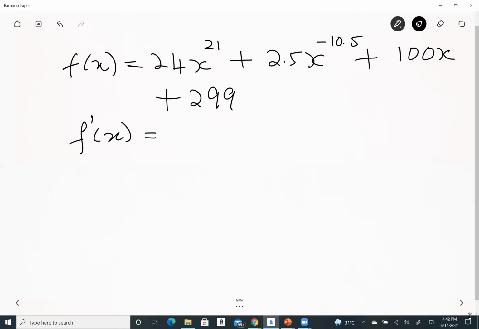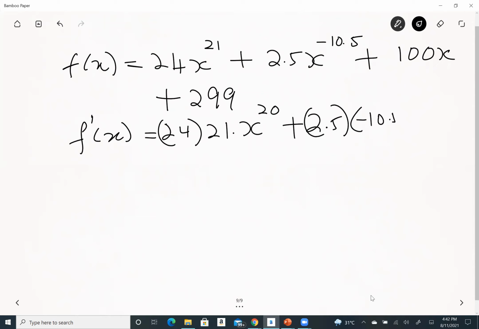Okay, you got the derivative? Good. So what is the derivative? You just differentiate each of the terms and then add them up. For the first term, you get 24 multiplied by 21, and then you reduce the power by 1. Plus 2.5 multiplied by negative 10.5, and then x, reduce the power by 1, so there will be negative 11.5. Plus 100x gives just 100. And the constant gives 0. So that's it. Don't worry about how many terms there are.